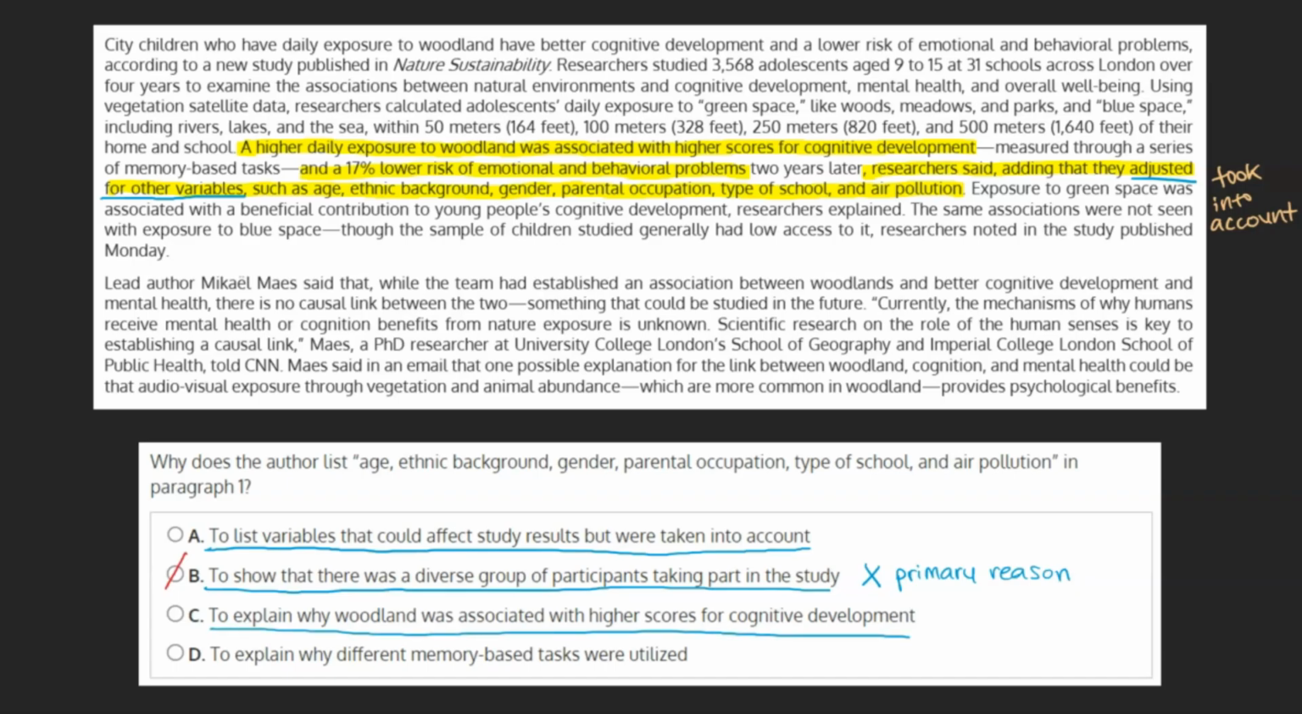C, to explain why woodland was associated with higher scores for cognitive development, can be marked off, as nowhere in the text does it claim that these variables are somehow connected to higher scores for cognitive development. And D, to explain why different memory-based tasks were utilized, can be marked off as well, as not only is there no connection between these variables and the tests, but the text doesn't explain why memory-based tasks were utilized at all. With this in mind, we can head back and mark choice A as our final answer.